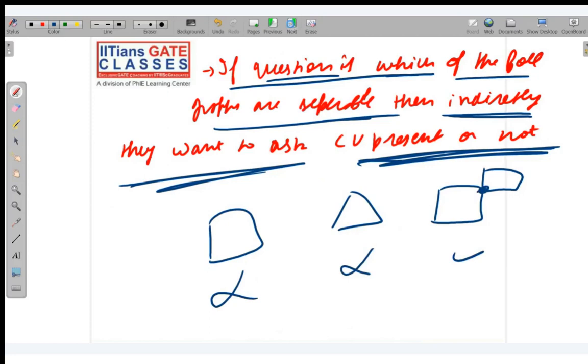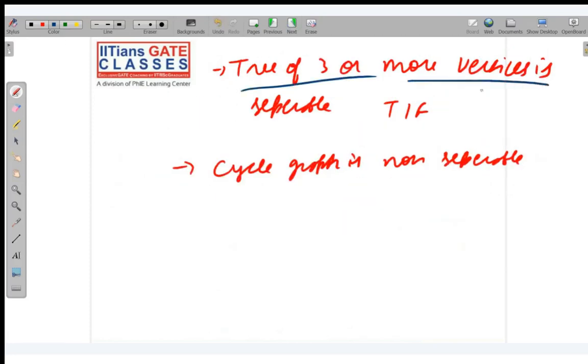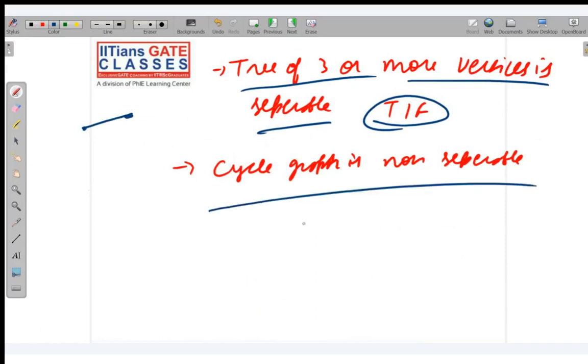Okay, so a tree of 3 or more vertices is separable. Yes, 100% for sure, because every internal node is a cut vertex. If only two nodes are there, then there is no cut vertex. Okay, a cycle graph is non-separable, 100% true. When we have a cycle graph, it is non-separable because there is no cut vertex. Take snapshot. I will jump to the next slide.